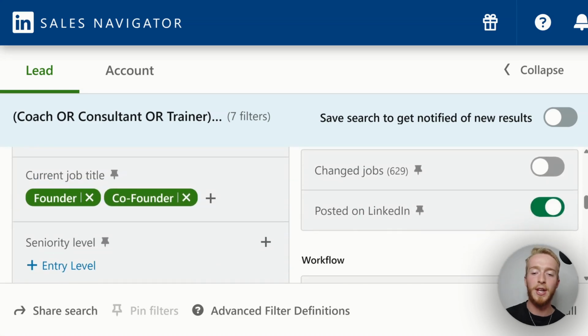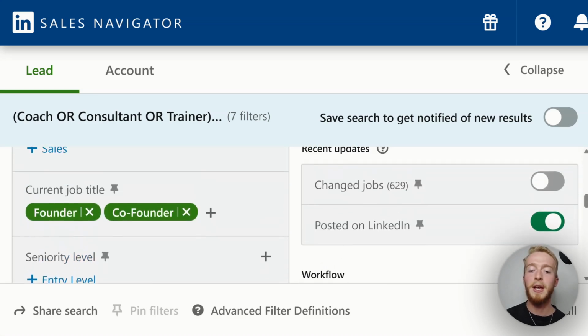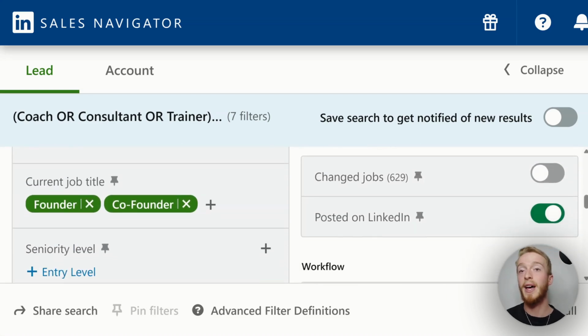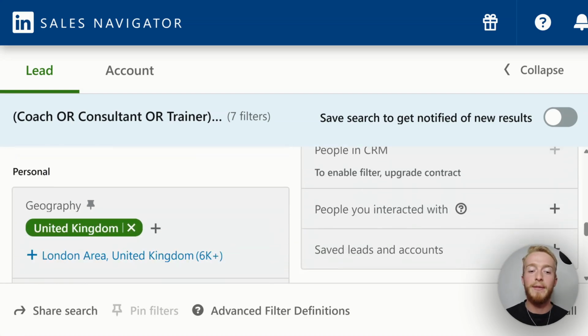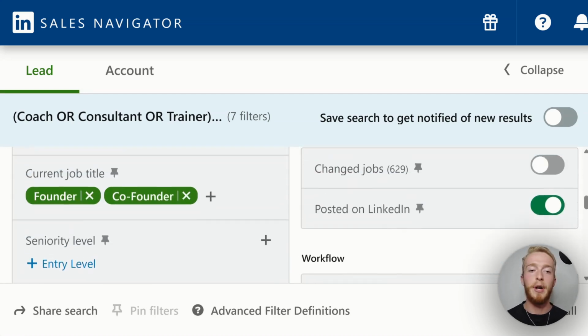The only other thing here that I would say really matters is posted on LinkedIn and making sure that that's on. Just simply because it means you're more likely to get a response when you are connecting with people, when you are messaging people, or perhaps even them seeing your content. But a lot of the time, if you're thinking outreach wise, this is pretty much what you're going to be looking for.